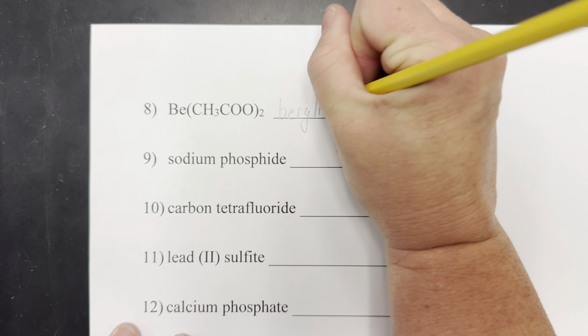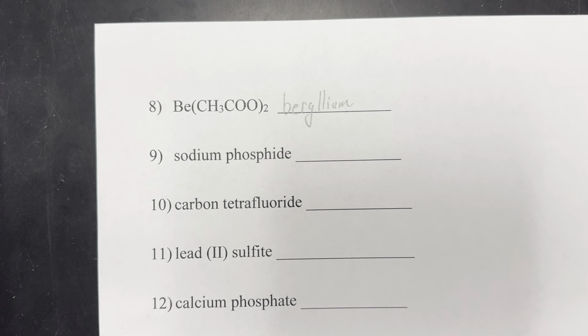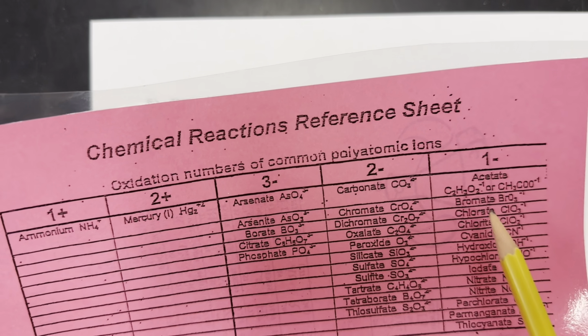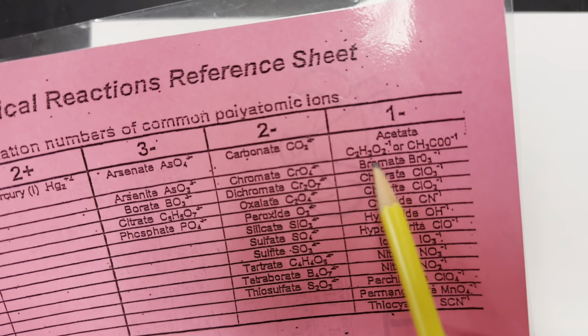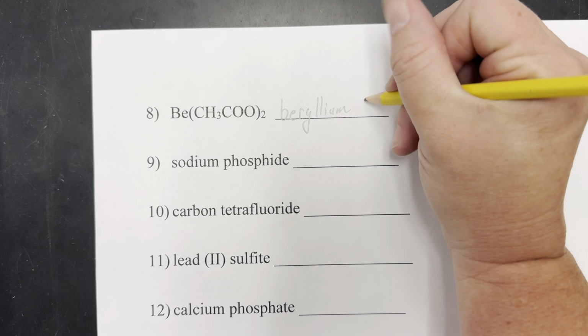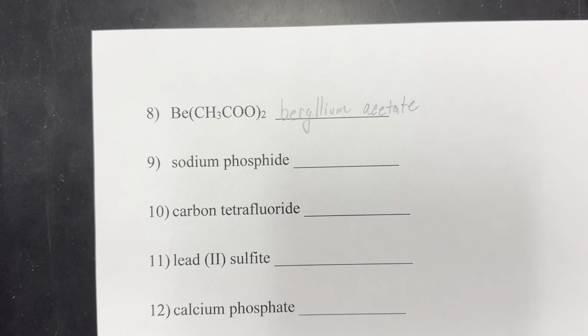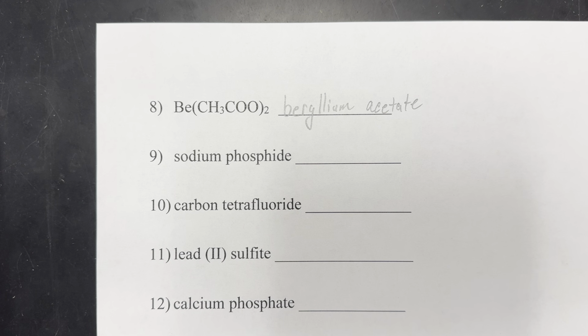All right. CH3COO, that is a polyatomic ion. All right, it is the polyatomic ion acetate. It can be written either way. Either way is perfectly accurate. All right, but name-wise, it's always acetate. So beryllium acetate.